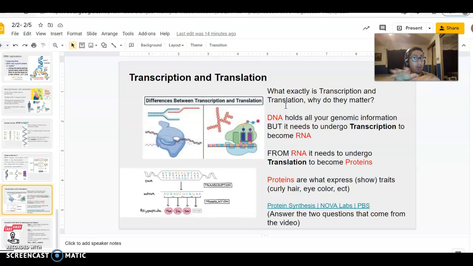So now we're no longer talking about A's and G's and T's and C's and U's. We're not talking about these bases anymore. Now we're talking about proteins. So you can think about it like it's another language. So it's being translated into another language. So RNA is being translated into proteins. Okay? And then proteins will give you traits. Curly hair, eye color, and all that other stuff.